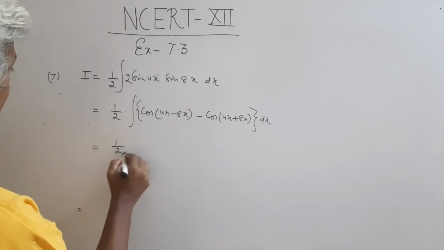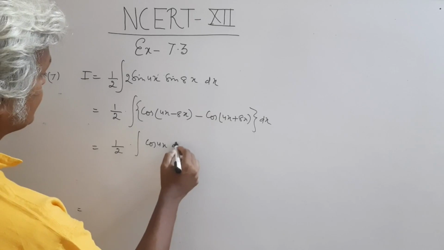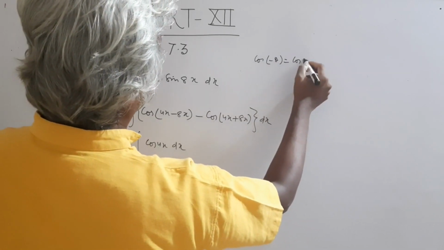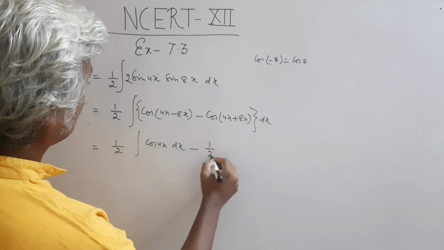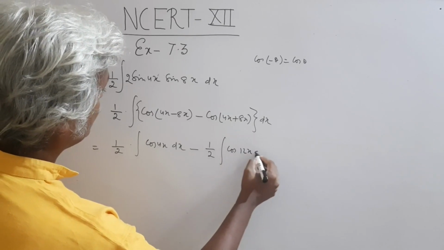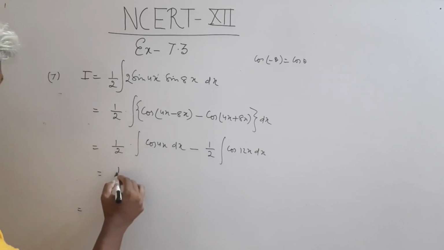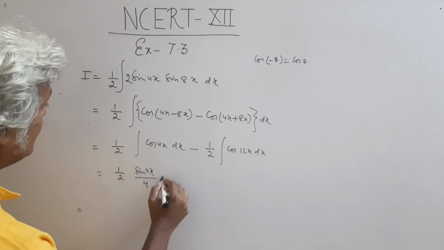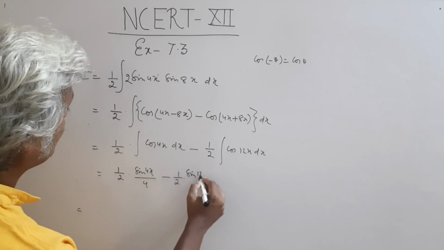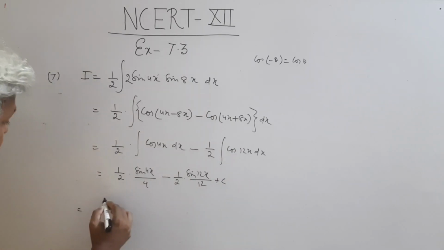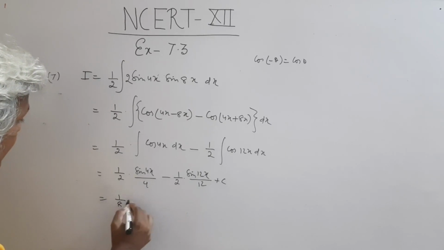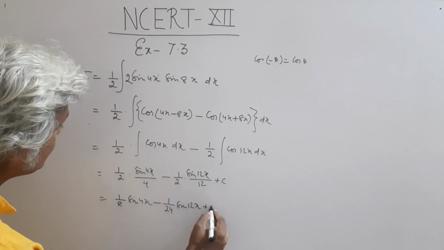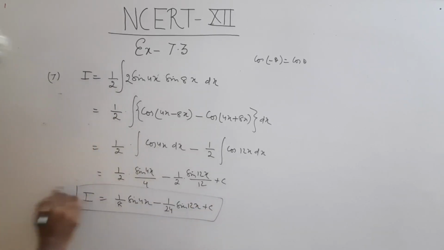So this is 1 over 2 integration of cos 4x dx. You are actually getting minus 4x, but cos of minus theta is always cos theta. And here it is minus 1 over 2 integration of cos 12x dx. Now let me find their integrals directly. So 1 over 2 integration of cos 4x is sin 4x over 4, minus 1 over 2 times sin 12x over 12 plus c, that is constant of integration. Now simplify: this becomes 1 by 8 sin 4x minus 1 over 24 sin 12x plus c. This is your I and this is the solution of this question.